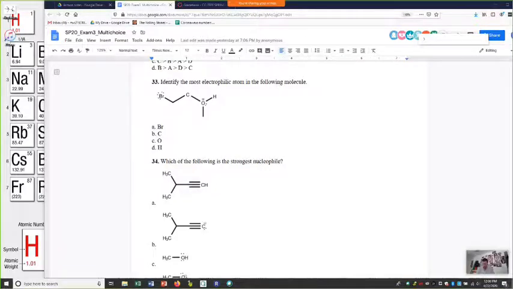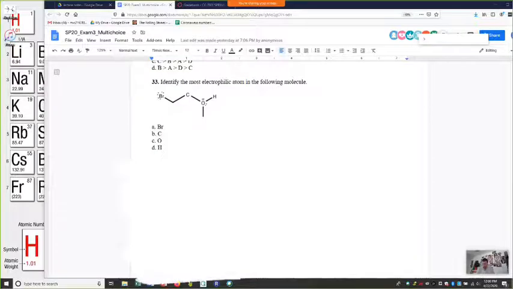Exam question 33. A lot of this one is going to come down to definitions. Do you know what your definitions are? The first place to start would be electrophilic, which is electron loving. If it is electron loving, we're looking for a positive. That's a useful first step through this question.